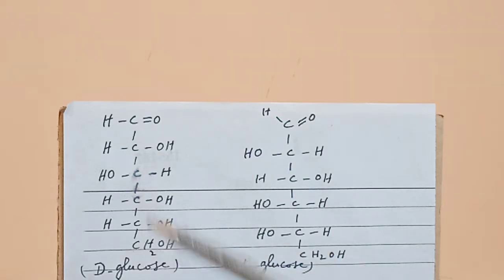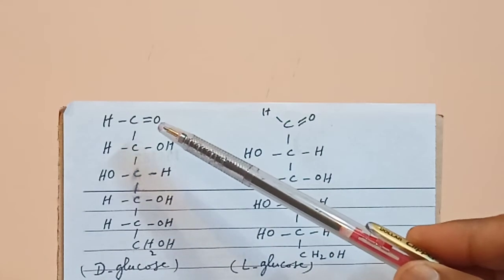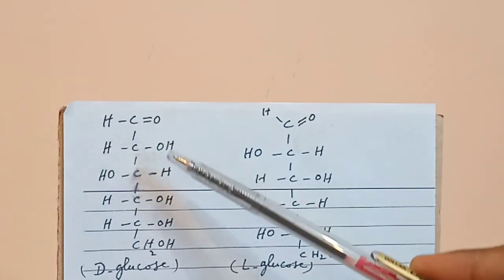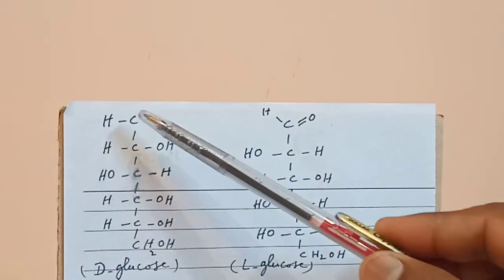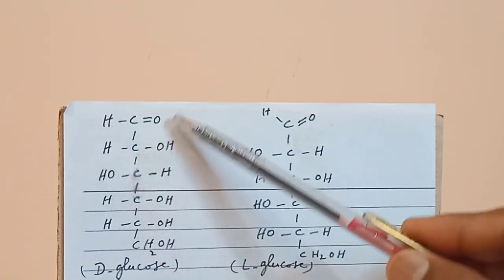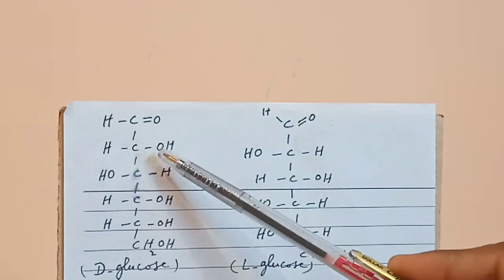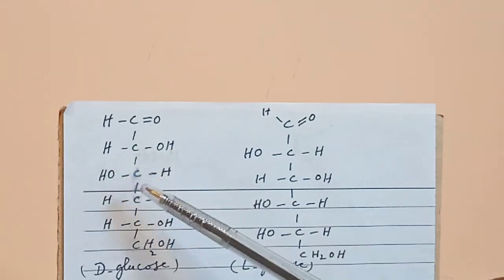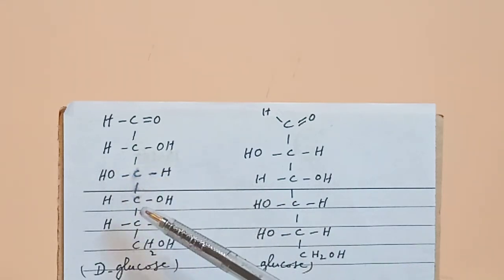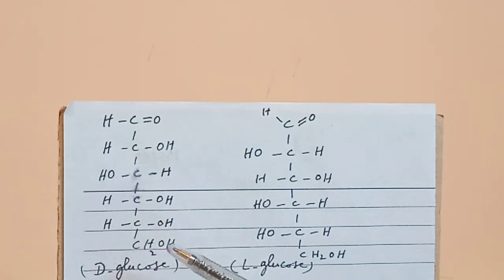So this is the structure of D-glucose. Look very carefully, observe very carefully. This is the first carbon atom, the aldehyde group, aldose type of sugar. Second carbon atom, OH group on the right side. Third carbon atom, H on the right side, number 4 OH on the right side, number 5 OH on the right side, and the CH2OH is in a constant position. This is the structure of D-glucose.